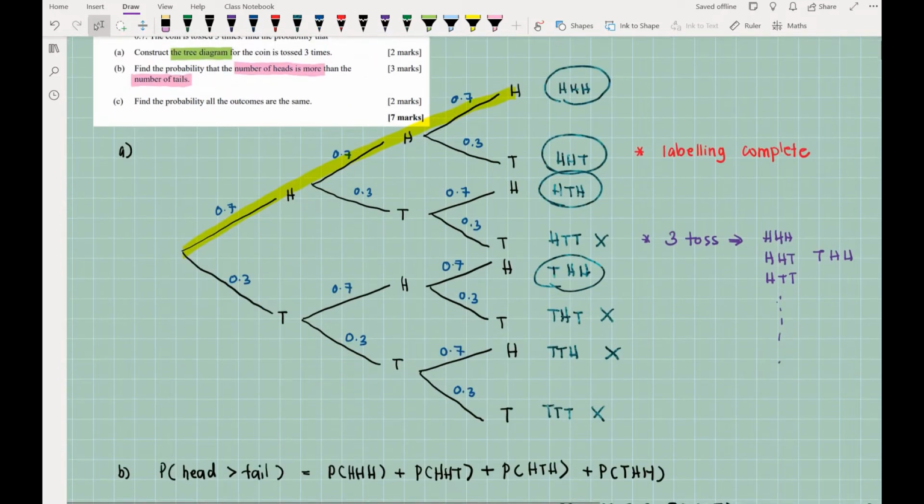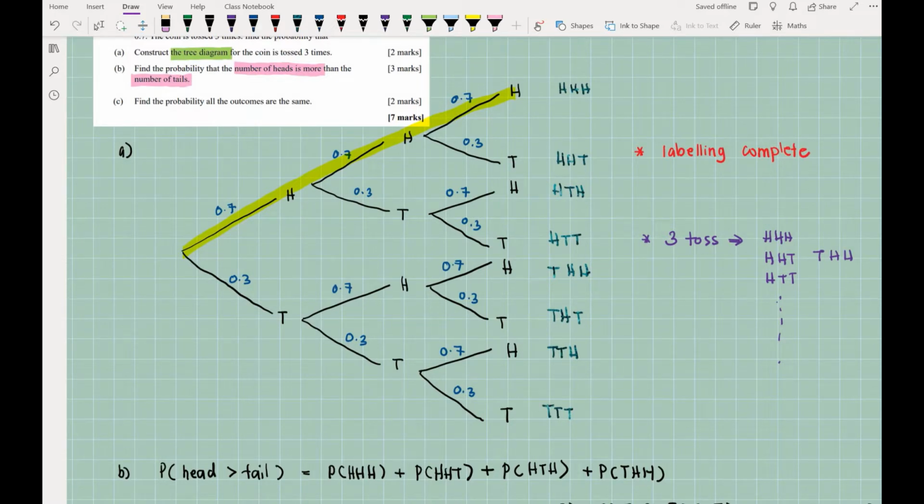So yang mana outcomes yang sama, yang mana jawapannya adalah yang pertama sekali dan yang terakhir sekali. Di sini dan di sini. Kenapa? Sebab dia nak ketiga-tiga result daripada tiga toss yang kita buat tu, all must be the same. So, cannot take head, head, tail. Sebab dua head sama, tapi yang ketiga dah tak sama. And so on untuk yang selain daripada yang pertama dan yang terakhir.